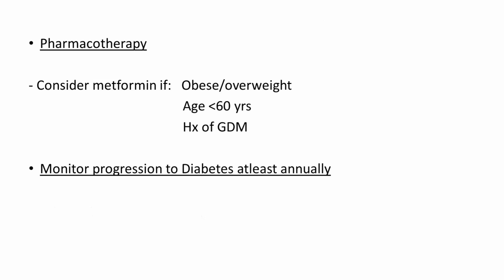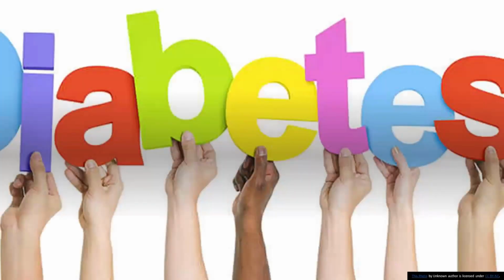If the patient falls into the obese or overweight category, or is less than 60, or is a female with a history of GDM, the preferable drug treatment would be metformin. And then, as I've already mentioned, we need to monitor the progression of conversion from pre-diabetes to diabetes at least annually. So that is basically the management of pre-diabetes.